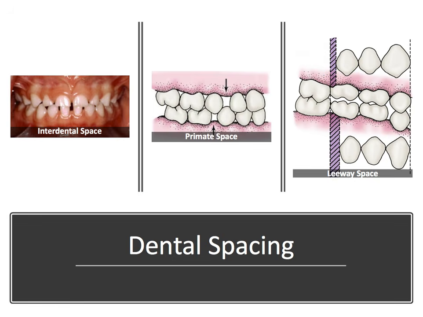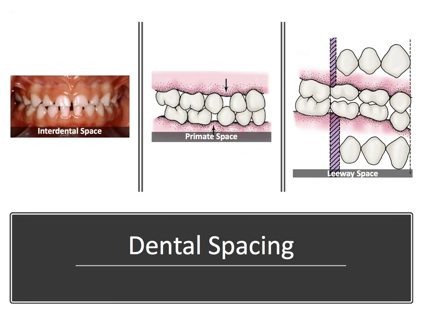The leeway spaces refer to the difference in combined mesiodistal width of the primary canine, first molar, and second molar, and the underlying permanent canine, first premolar, and second premolar. So as opposed to the incisor region where we lose space during the transition of teeth, here we actually gain space during the transition, mostly thanks to these premolars that are smaller than the primary molars that they replace.